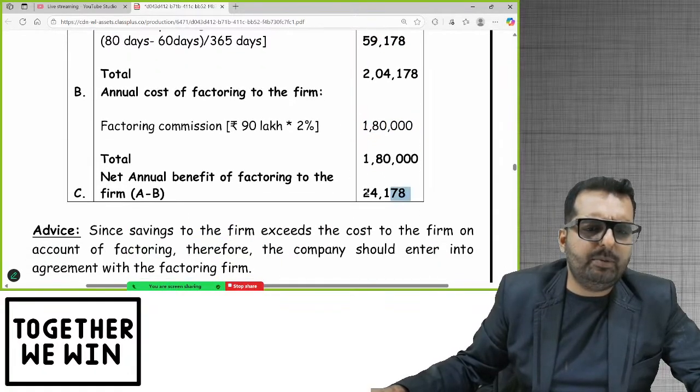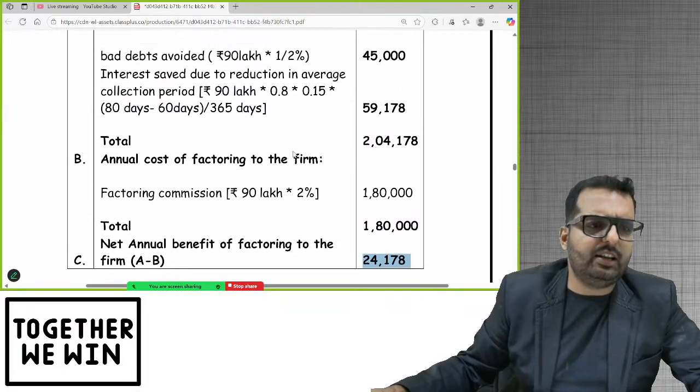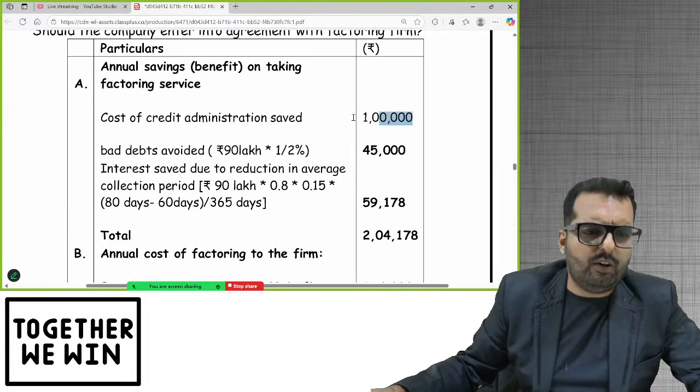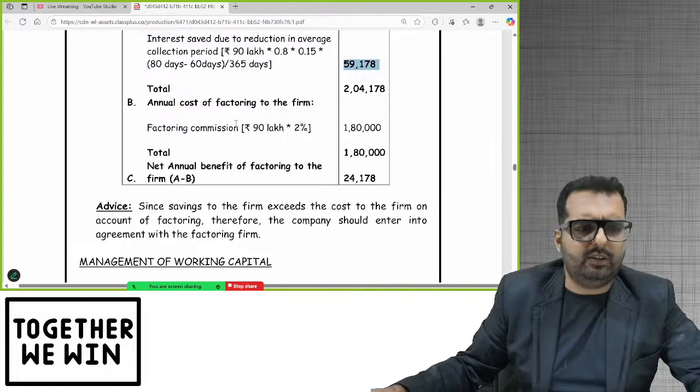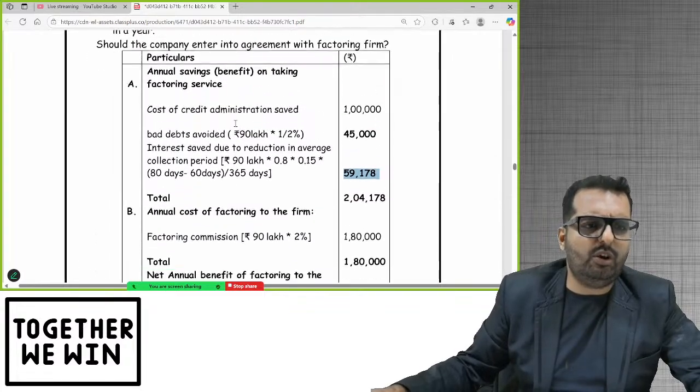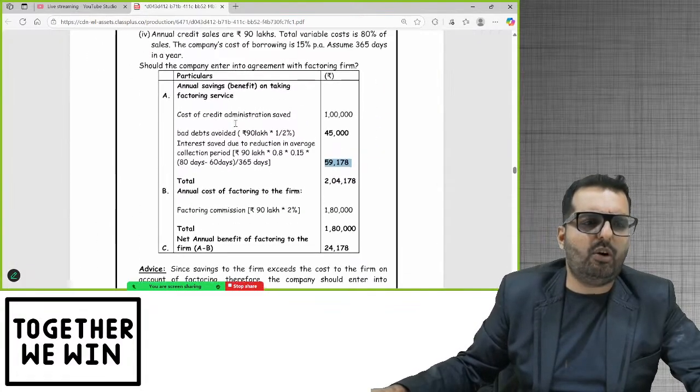Benefits of factoring will be 24,178 in that case. Wait, administration cost 1 lakh they have taken. Bad debts they have taken. The opportunity gain they have taken minus this thing. So can you write down this in your books and finish it off? We are done with this question on factoring.